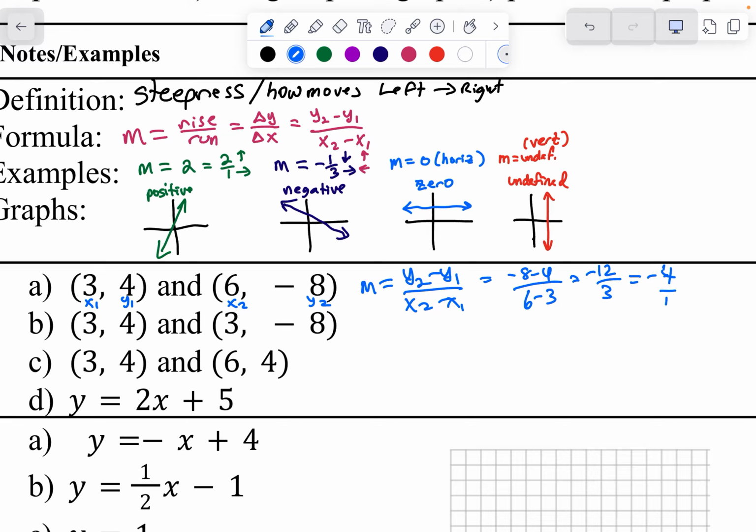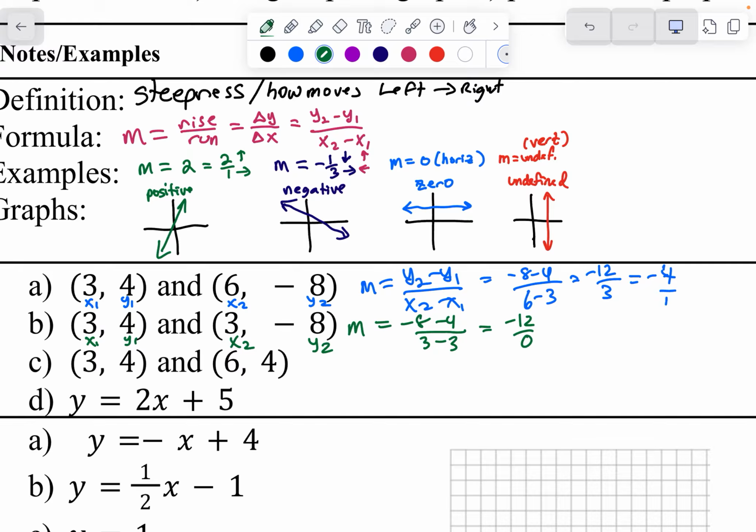Now let's do it again. Again, the strategy. Label your points underneath. Plop it into the formula. Negative 8 minus 4 over 3 minus 3. This should be a pair. It is. This should be a pair. That's a good way to check your work. And then do the math. You get negative 12 over 0.